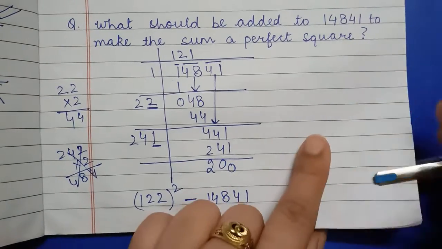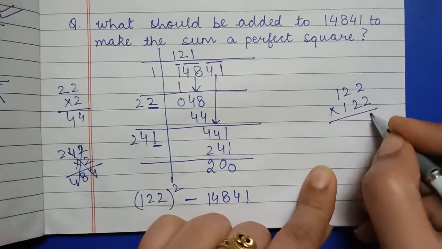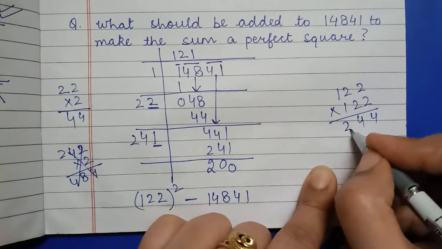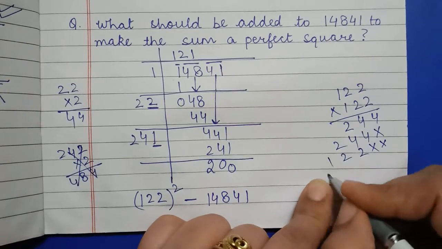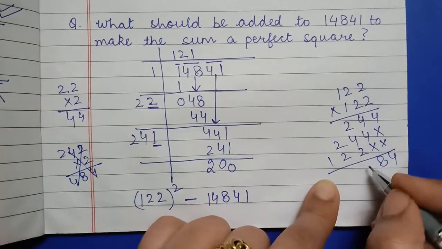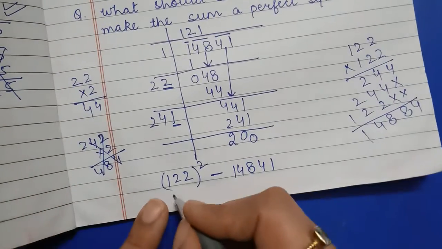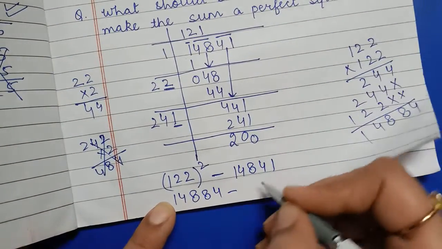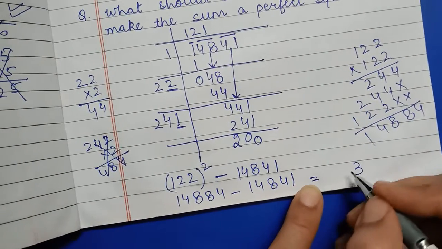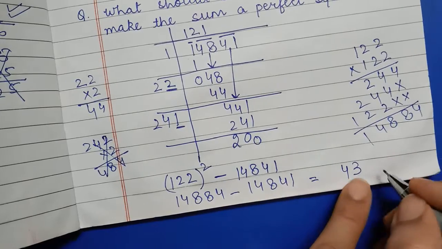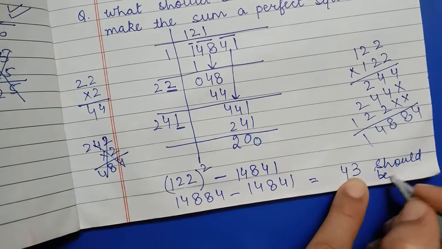Fine. Now multiply 122 with 122. What will we get? This we will do in rough. It is 122 multiplied by 122. That will be 2 2s are 4, 2 2s are 4, 2 1s are 2. Again it will be 4 4 2, and it will be 2 2 1. 4 4 plus 4 is 8. 4 plus 4 is again 8, and 4, 14884. So we get 14884 minus 14841. Subtract: 4 minus 1 is 3. 8 minus 4 is 4. That's it. So what should be added? 43 should be added.